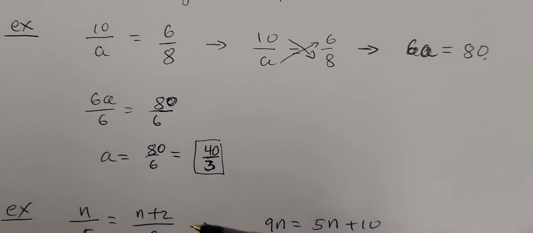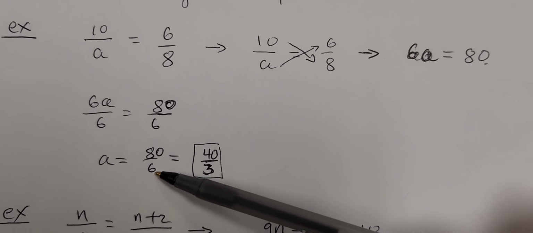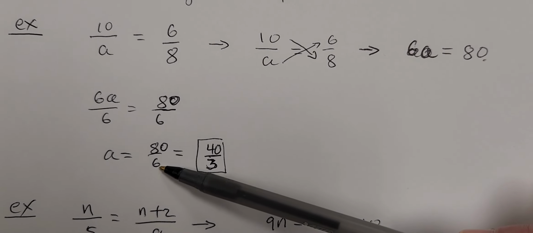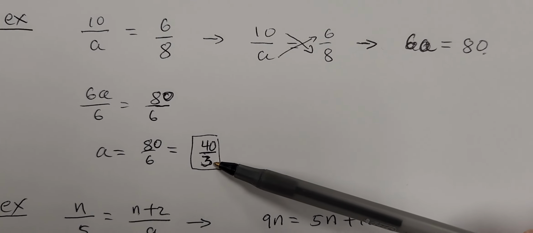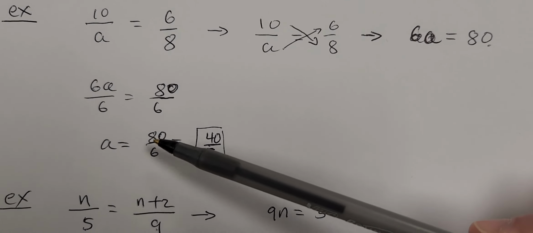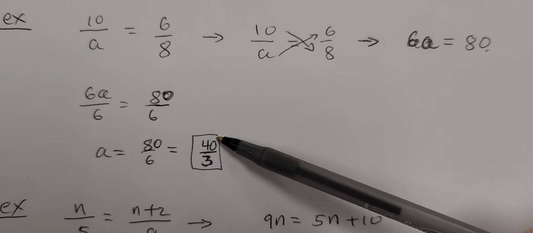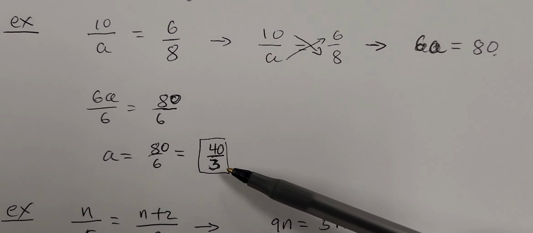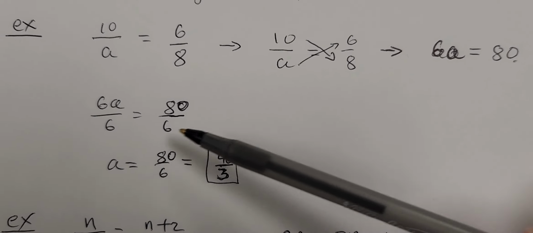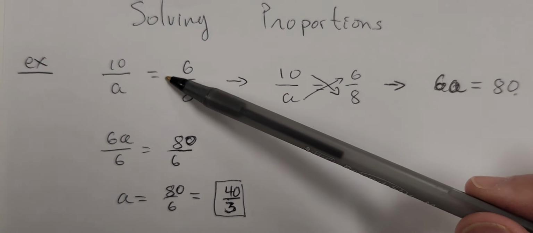In this situation, 80 over 6, when we reduce the fraction, becomes 40 over 3. Why 40 over 3? Because 80 divided by 2 gives me 40, and 6 divided by 2 gives me 3. Okay, so this is the answer for this example.